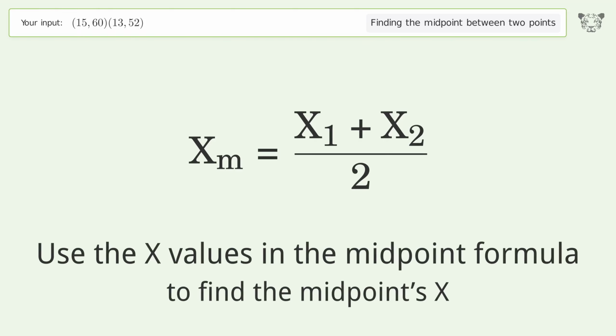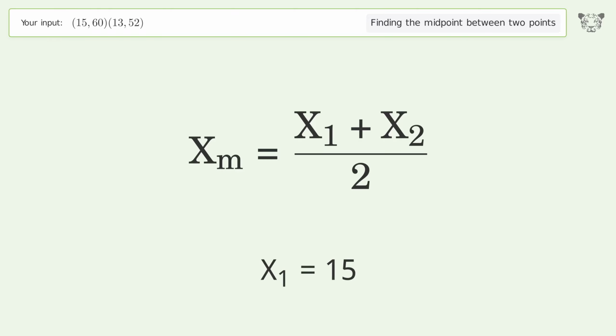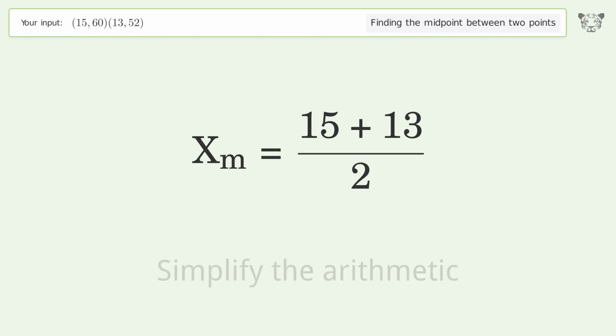Use the x values in the midpoint formula to find the midpoint's x. x1 equals 15. x2 equals 13. Simplify the arithmetic.